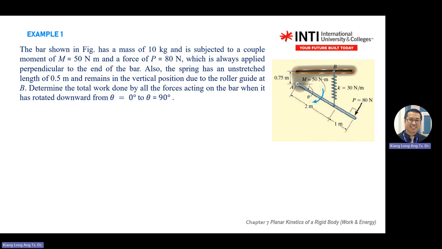Then, after you have all the forces here, you convert into the work equation. Total work equals what is doing work. So W will do work. This one goes down. At 0 degrees, or if you don't want to complicate yourself, you can draw two diagrams. One is at 0 degrees.